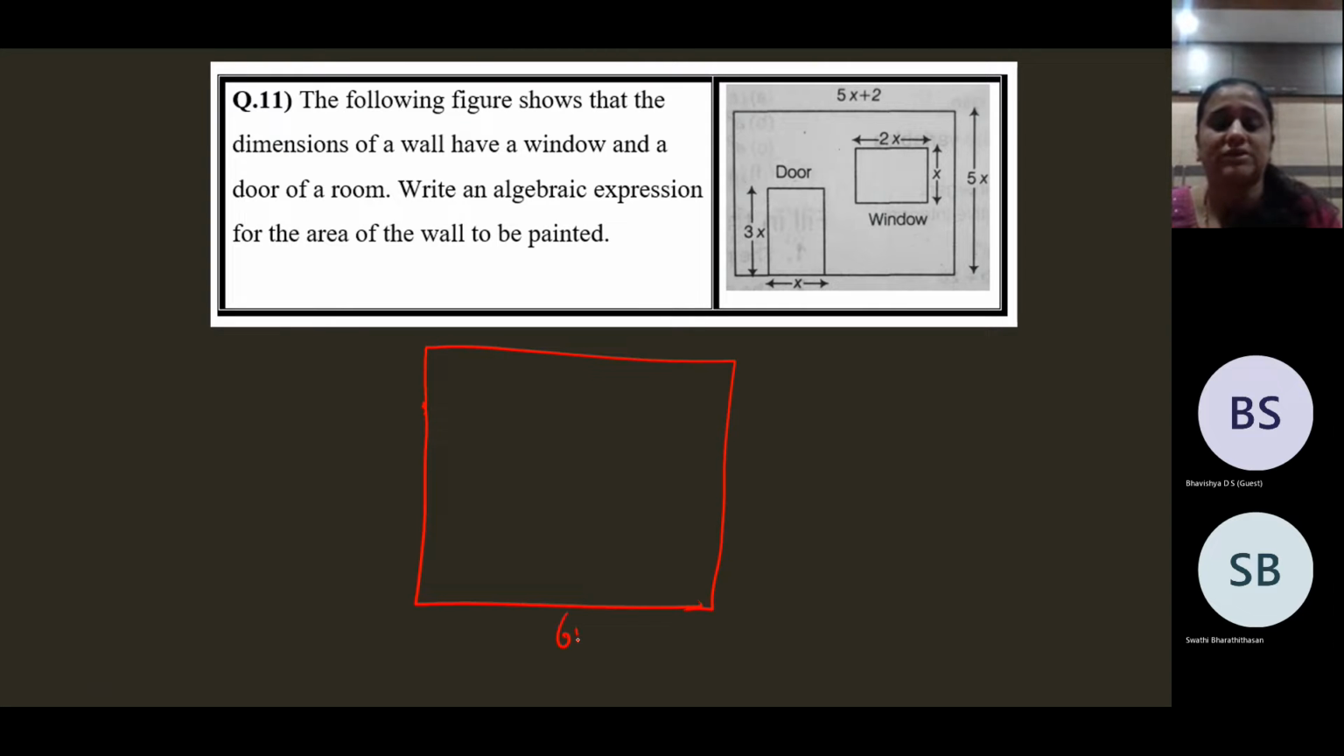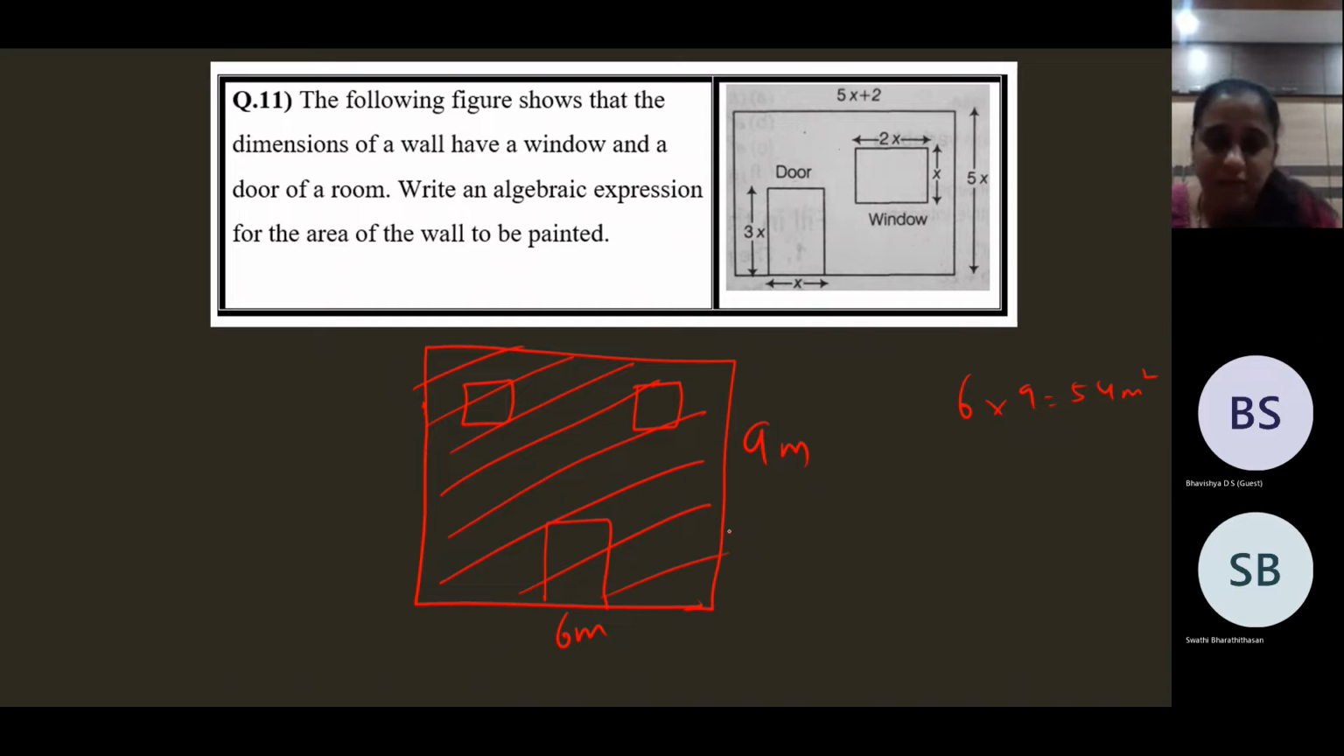Okay, say like 6 meters by 9 meters. This wall is 6 meters by 9 meters. And there are two windows here, one window here and one window here, and there is one door here. When you find 6 nines are 54 meters square, that's the area of the full wall, including the area occupied by the windows and the door.